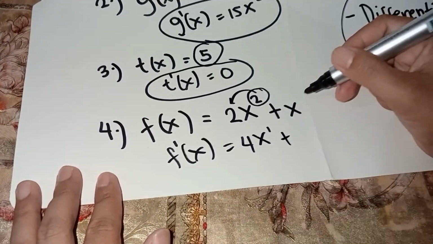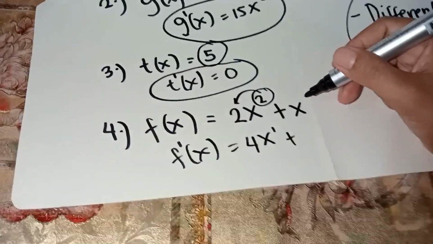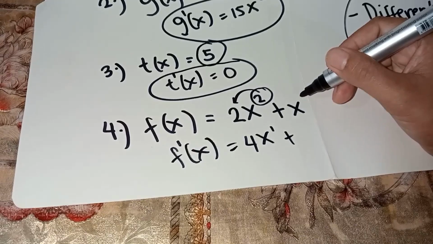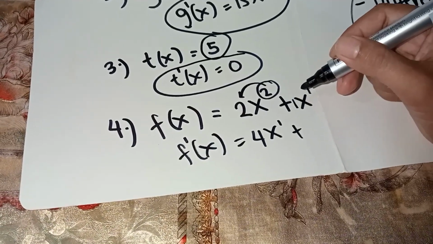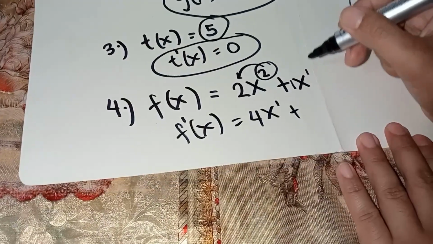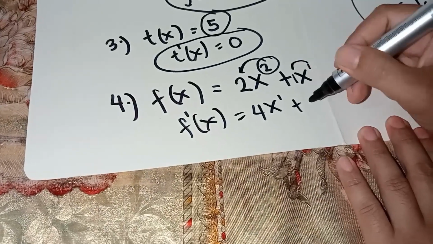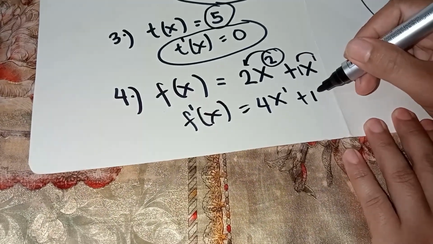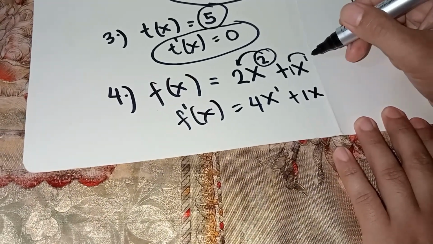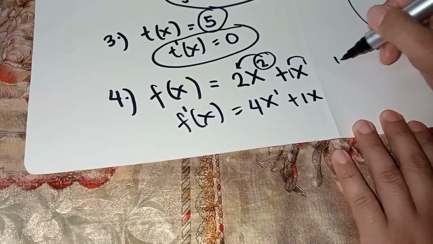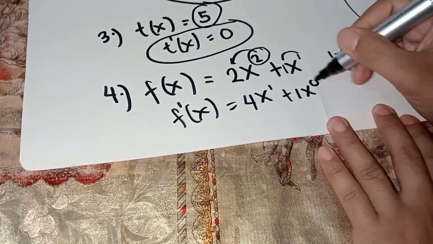Plus, the question is, what is the exponent of x? It has an imaginary 1 as its exponent, as well as an imaginary 1 beside it as its coefficient. Understood? So all you need to do is multiply this 1 by our numerical coefficient. 1 times 1, we have 1. Then x. Then subtract the exponent by 1. 1 minus 1, we have 0. Therefore, we have x raised to 0.